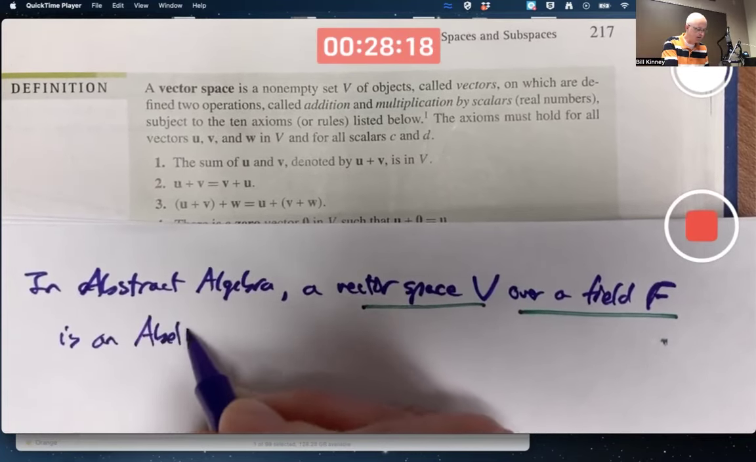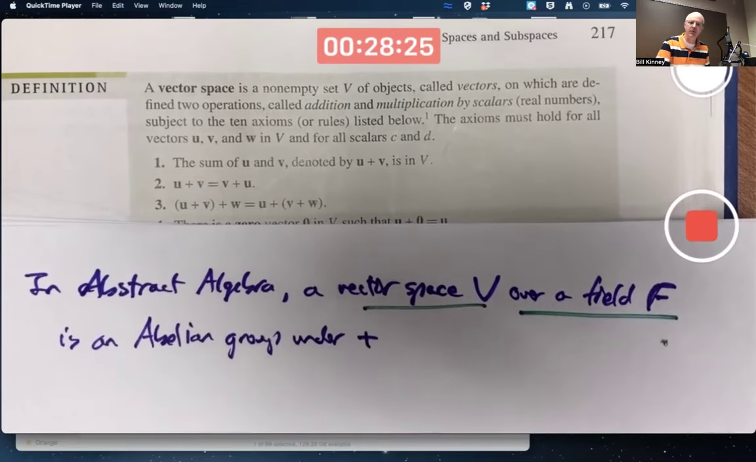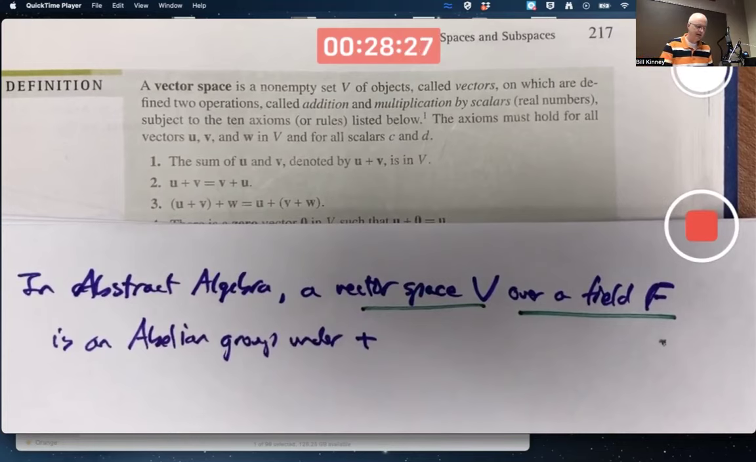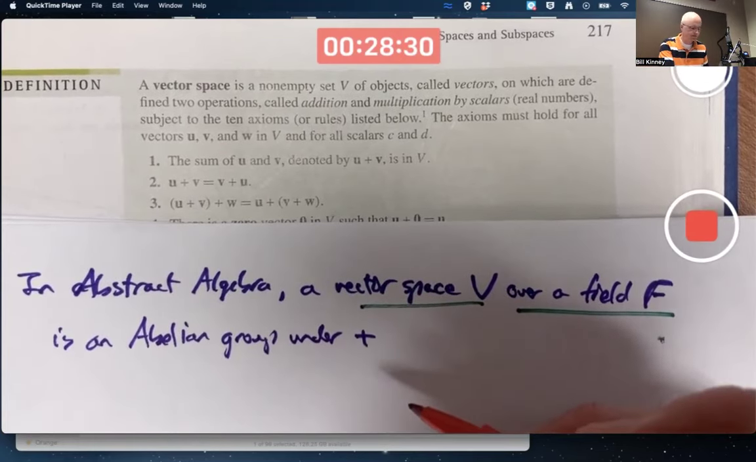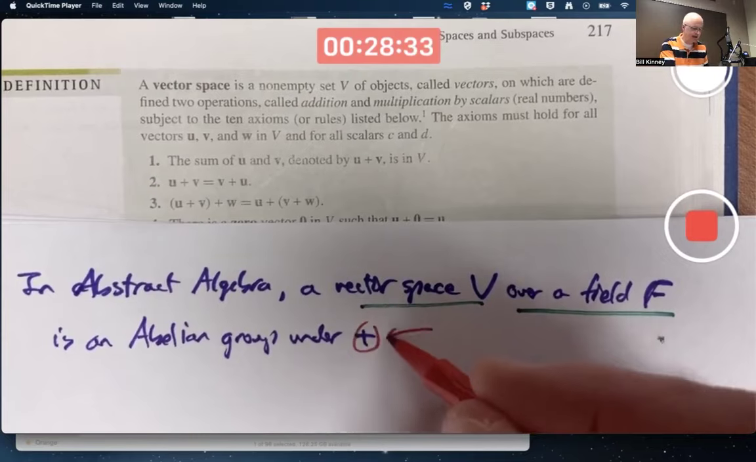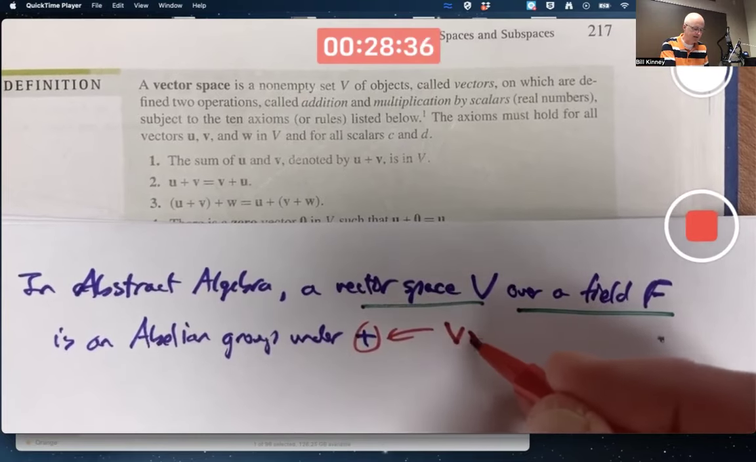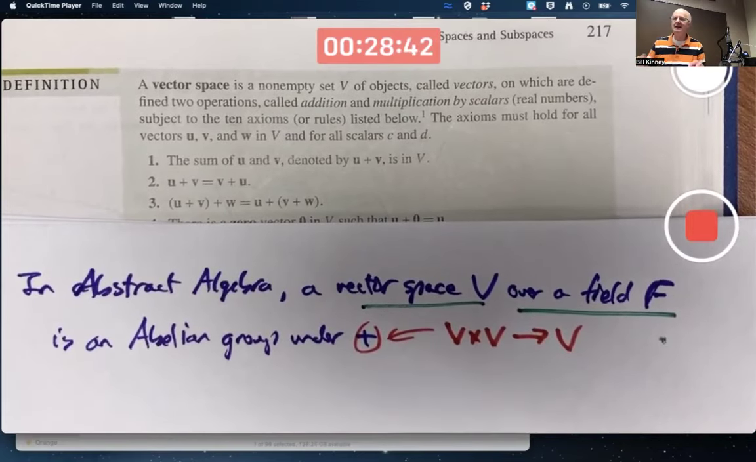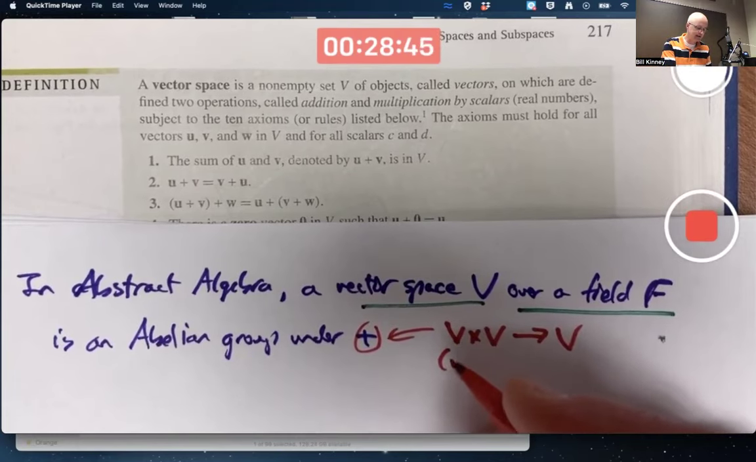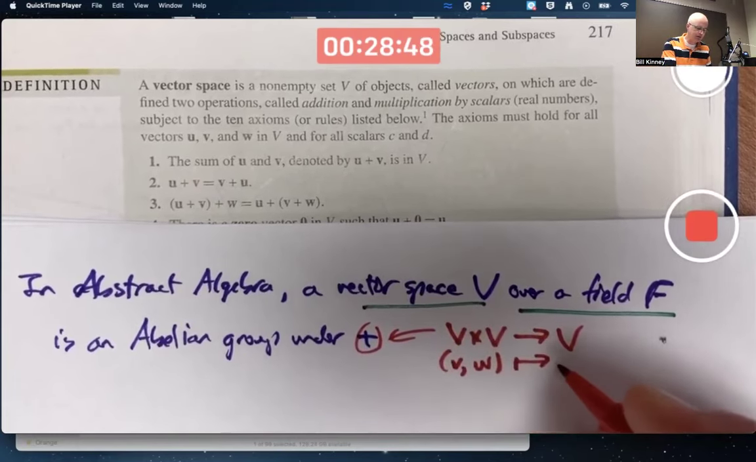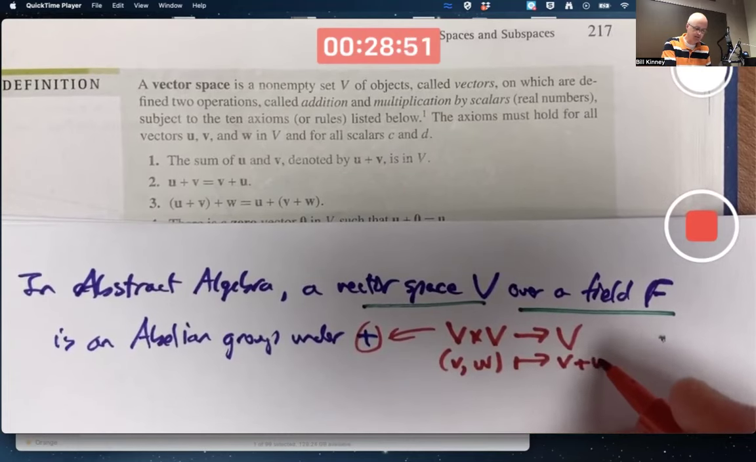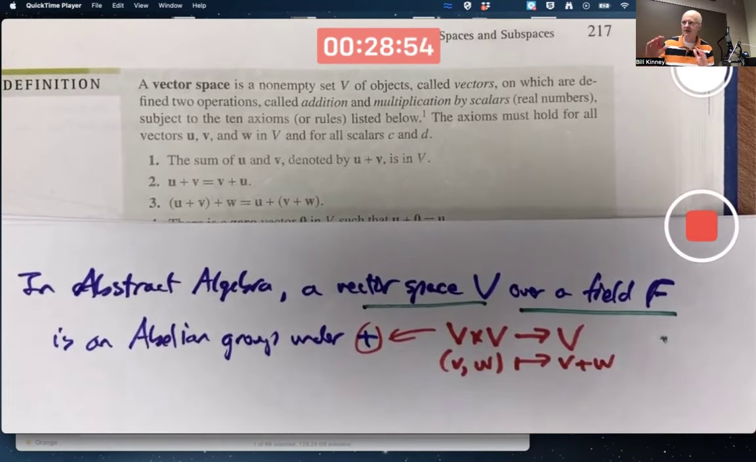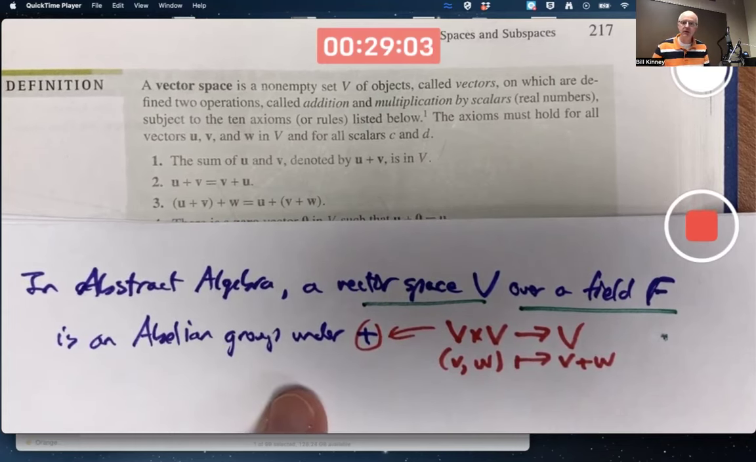under addition. So there is an addition operation that is a binary operation from V to itself. More officially, it's a mapping from the Cartesian product of V with itself to V itself. That's notation indicating that you take an ordered pair of, in this case, these things called vectors V and W, and map it to V plus W. That's the kind of extra official way to represent the binary operation. We don't typically do that, but you want to be real official about it. So it's an abelian group under addition.